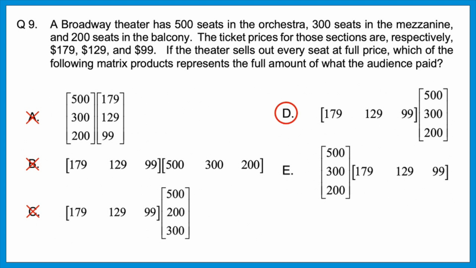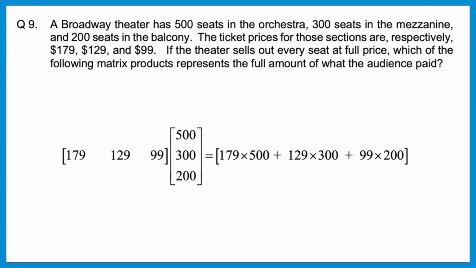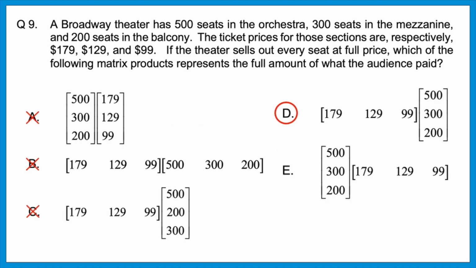Working with those, we would see that D works out perfectly. Let's see how. The prices in the first bit, $179, $129, and $99, match up perfectly with their counterparts of how many seats. Multiplying this matrix would give us 179 times 500 seats, plus 129 times 300 seats, plus 99 times 200 seats. And because we're adding across, that would give us the final amount. Now, choice E would also have the correct numbers match up between prices and types of seats. However, you wouldn't be adding them across, you would just be listing the numbers. That's why the answer is D and not E.